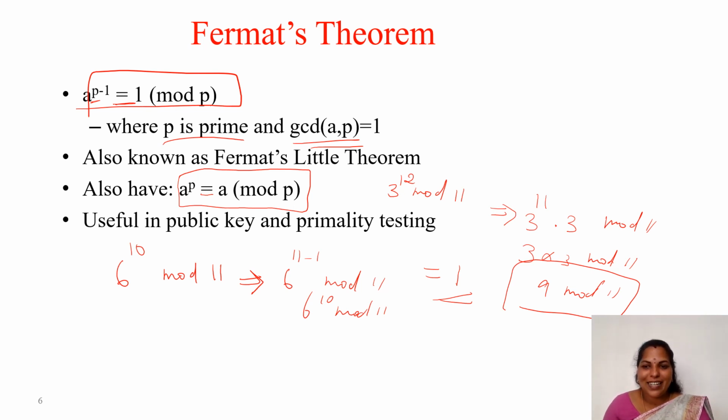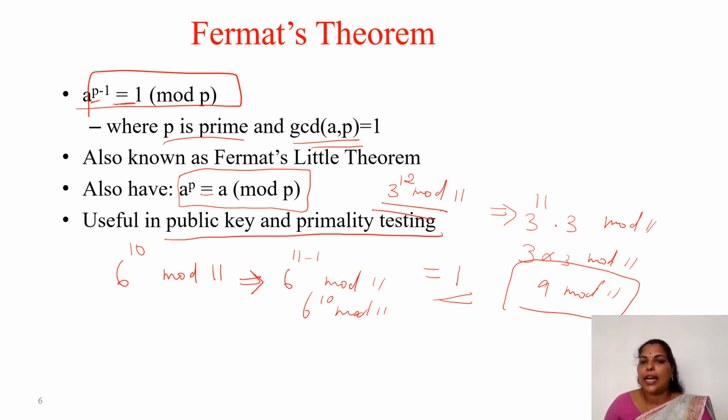So here we have discussed what a prime number is and what a relatively prime number is. In these algorithms they are used, so only we discussed those things. Another way to write Fermat's little theorem is A power P congruent to A mod P. Fermat's little theorem is mainly used in public key cryptography and primality testing. So here you see 3 power 12 mod 11.